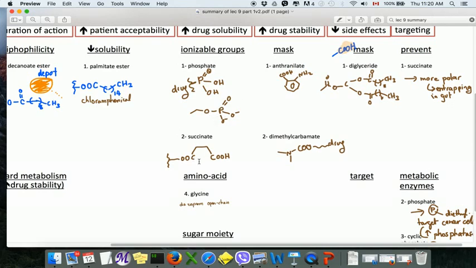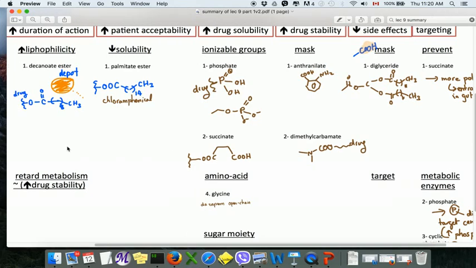There is a problem if you attach those esters. Of course, they are not permeable. They do not pass membranes very easily because they are ionizable, right? So what if you want to have something that is hydrophilic and at the same time passes the membranes? What do you do? Something hydrophilic and at the same time passes the membrane.